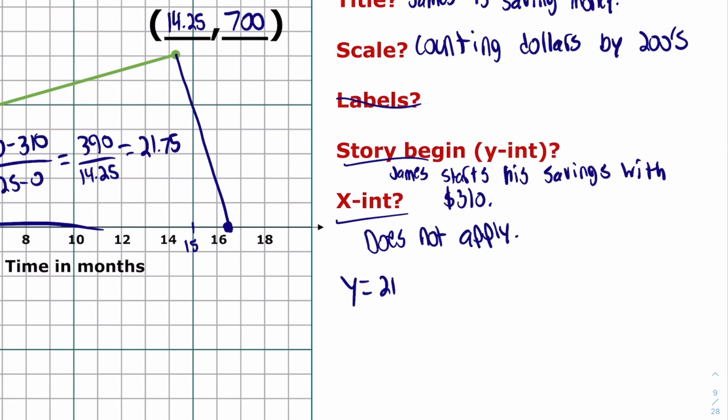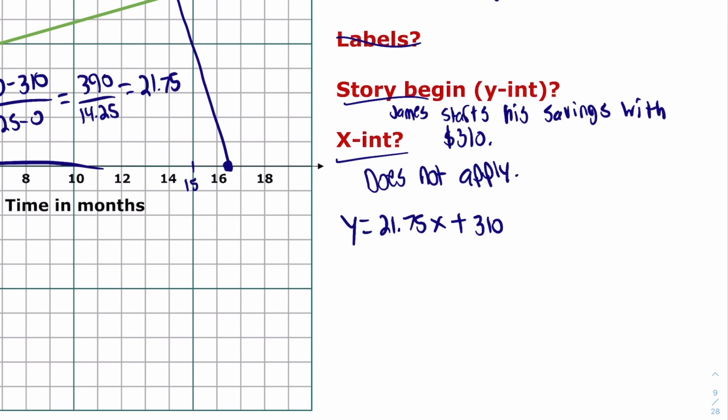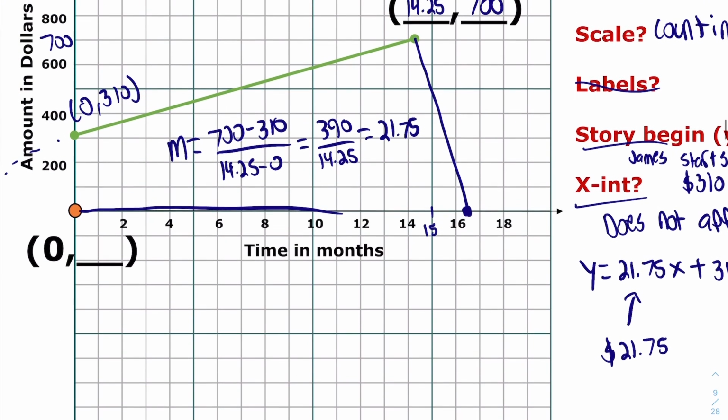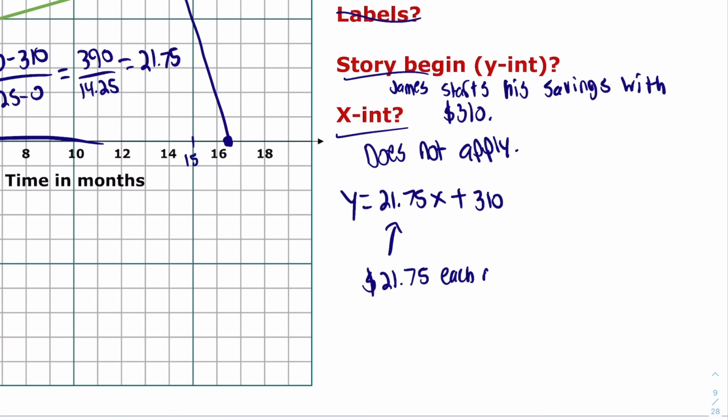Y equals 21.75x plus the y-intercept, which is 310. What this means is that he is saving $21.75 every month. And that would be how you interpret the slope. And he started with that $310.